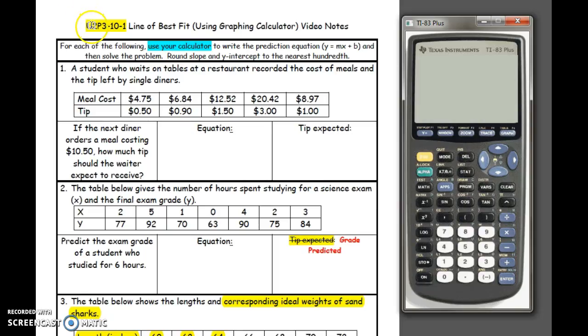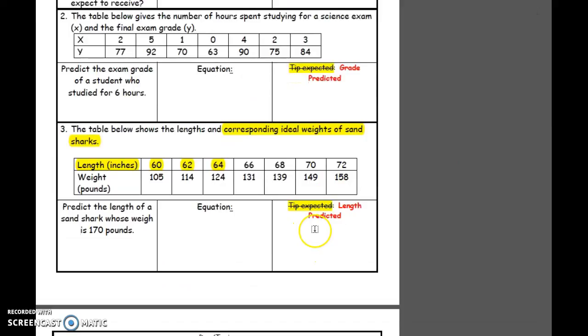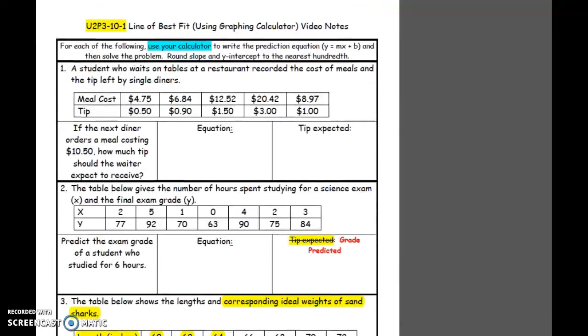Okay, again, this is Unit 2, Part 3-10-1, line of best fit using the graphing calculator. Please make sure you have your graphing calculator. There are a few typos we need to fix. In question 2, it should say grade predicted instead of tip expected. And then down here, for question number 3 with the shark, it should say length expected.